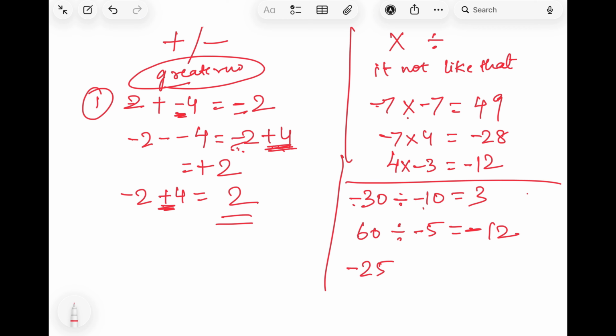Similarly, minus 25 divided by 5. Again one is minus and one is plus. So minus plus again minus. As I told, if both the signs are different, it's always minus. And if both the signs are same, it's always plus. So 25 divided by 5 will give us 5. So that's the difference in calculating addition, subtraction of integers and multiplication, division in integers. Okay, so this is a basic thing which you need to understand.